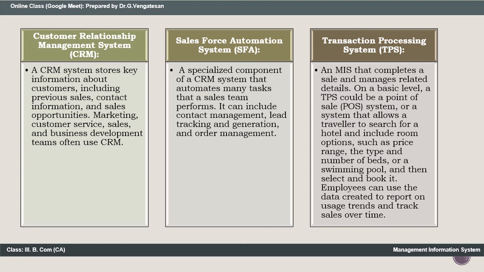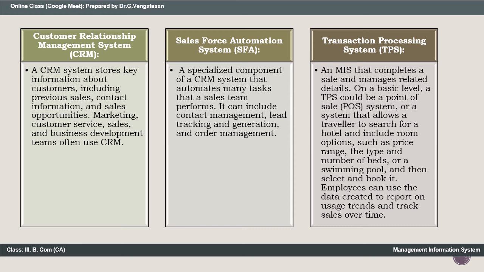Salesforce Automation System, SFA, is a specialized component of a CRM that automates many tasks that a sales team performs. It can include contact management, lead tracking and generation, and order management. Hence, this is a system which is purely supporting the sales.